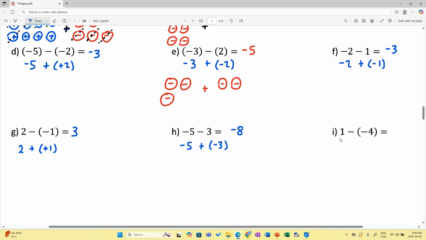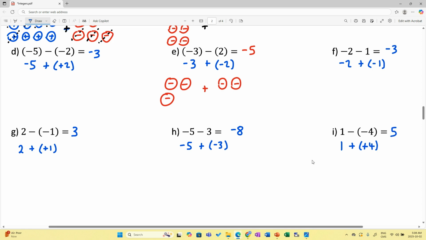Now for my last example here, I keep the first number the same, change my negative sign to a positive, change my negative 4 to its opposite, which is a positive 4. So I basically have the answer to be 5. So 1 minus negative 4 is 5.